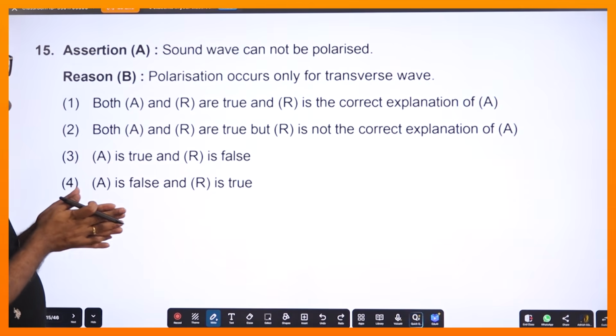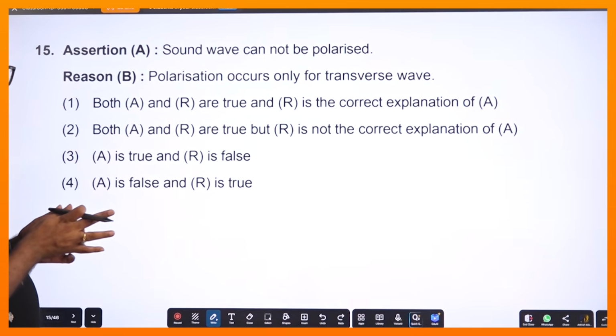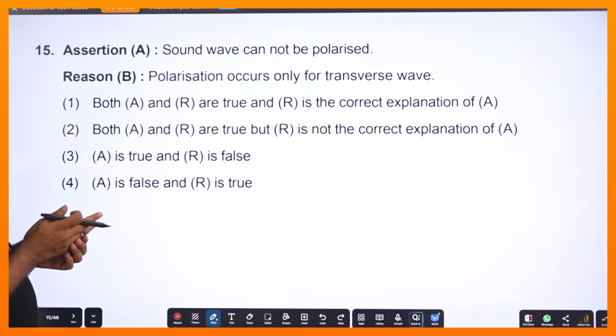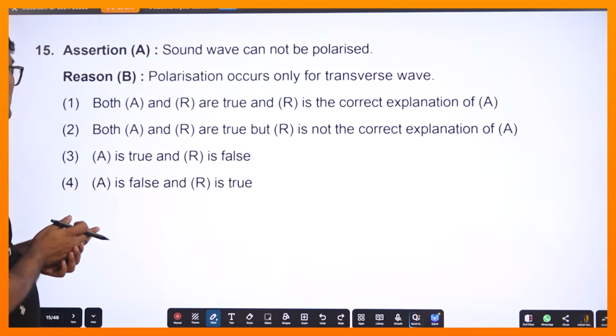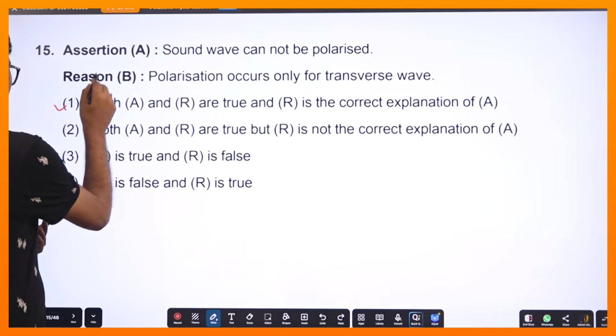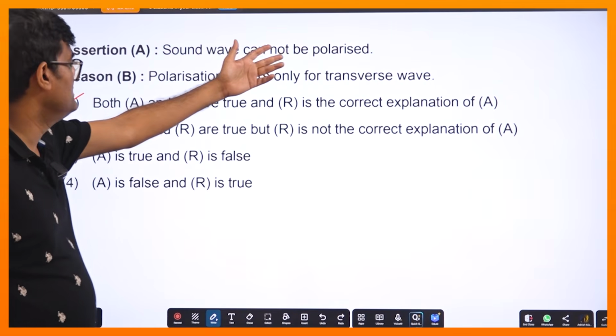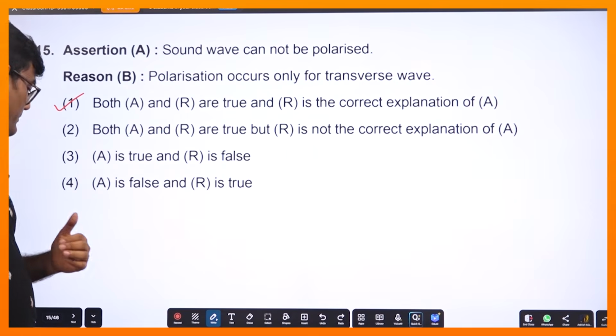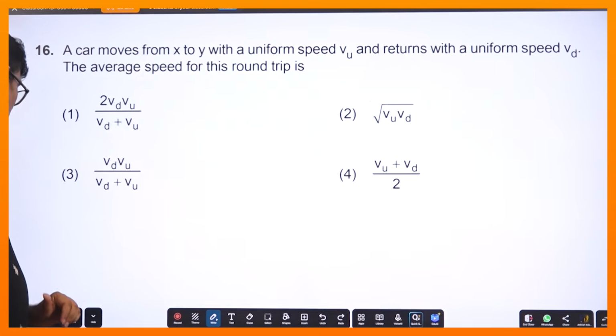Sound wave cannot be polarized. Polarization occurs only for transverse wave. Yes, polarization occurs only for transverse wave. It is correct. Both A and R are true, and R is the correct explanation for A. Right? I think option A I will mark, because sound wave is a longitudinal wave and it is a transverse wave where polarization happens. So that is why option A I will mark.